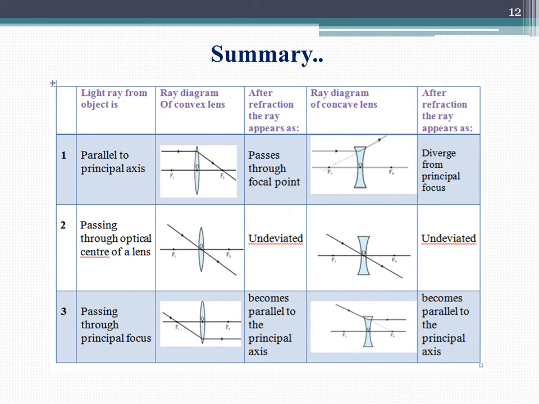Here is the summary of the ray diagram of convex and concave lenses. When the light ray from the object is parallel to the principal axis, it will pass through the focal point in a convex lens, while in a concave lens it diverges from the principal focus. When a ray passes through the optical center, it remains undeviated in both lenses, and when it passes through the principal focus, it becomes parallel to the principal axis.